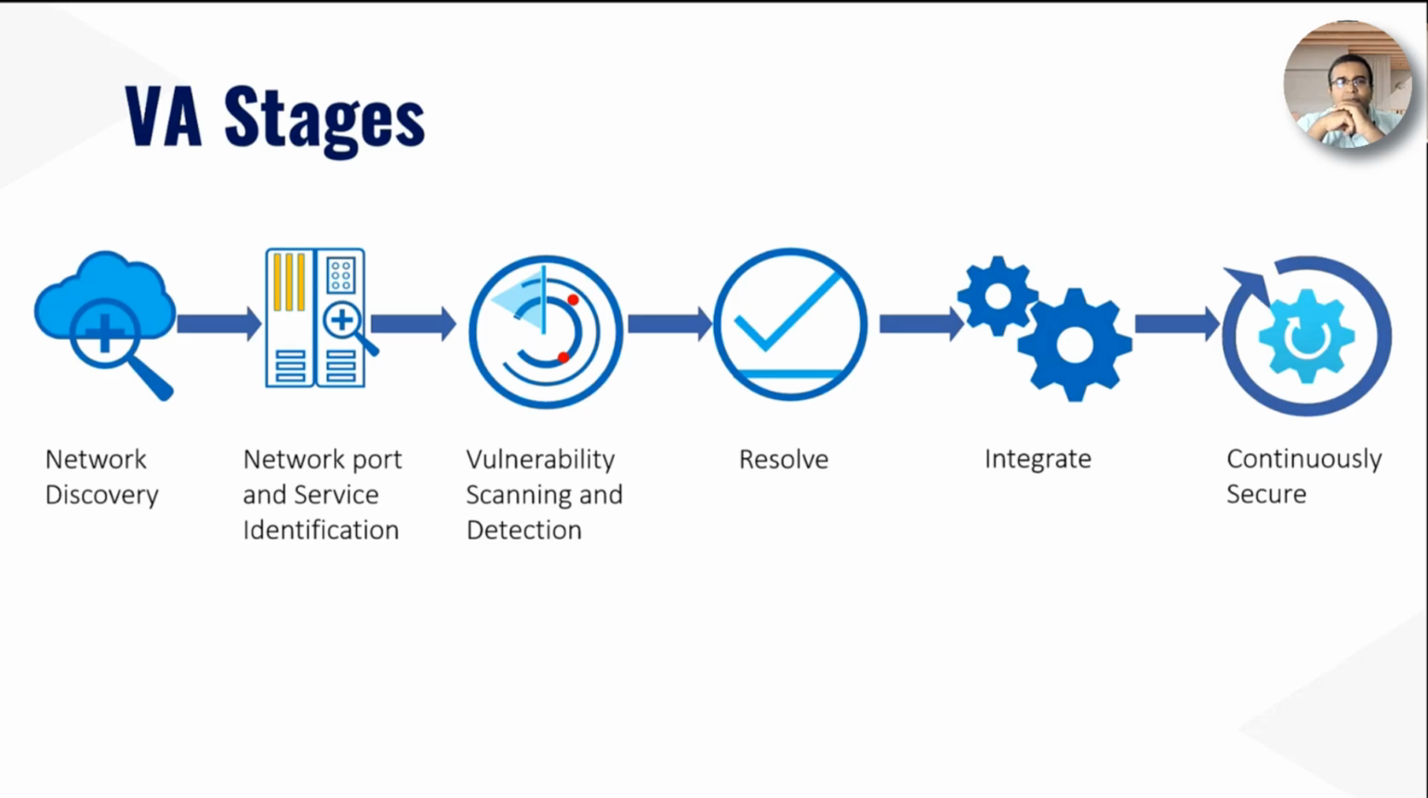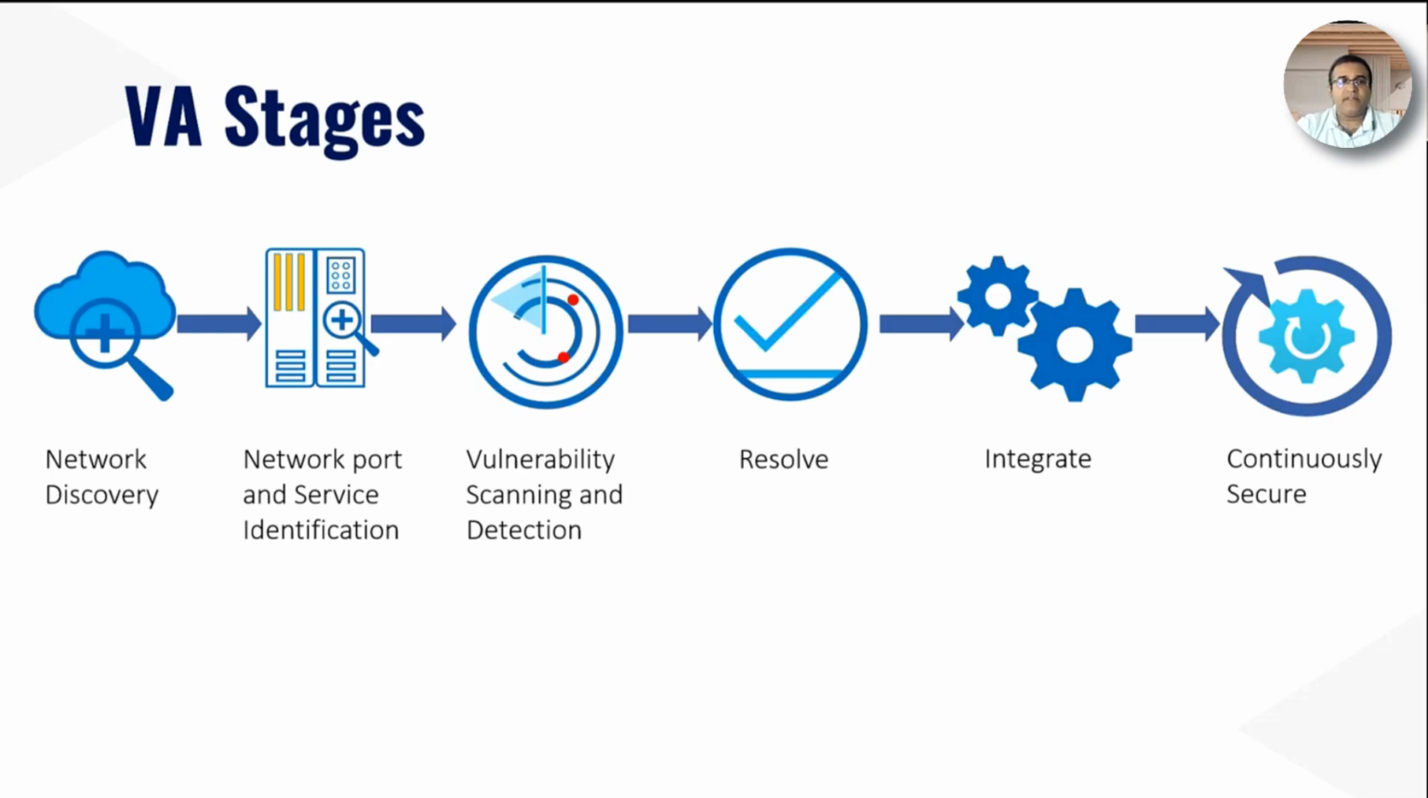Predominantly, first and foremost is network discovery. We have to identify, let's say you take your home Wi-Fi network. Similarly, a company will also have its own network. Just like in your home network, there are multiple devices: your phone, tablets, TV, and in some cases even a washing machine, all connected to your Wi-Fi network.